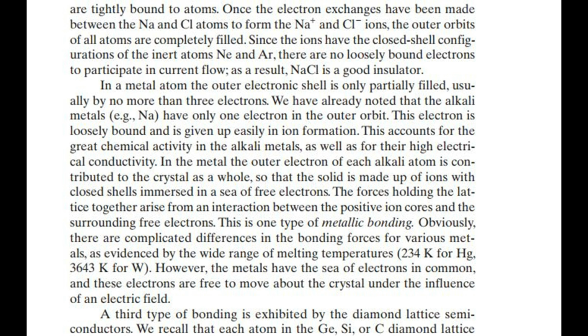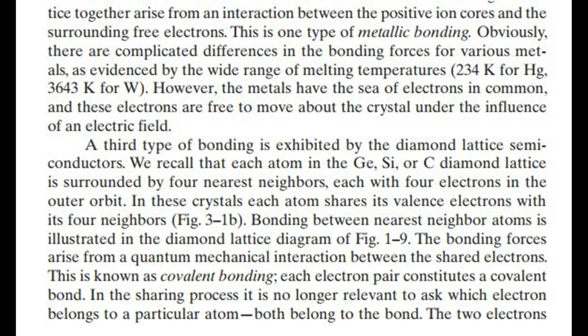A third type of bonding is exhibited by the diamond lattice semiconductors. We recall that each atom in the germanium, silicon, or carbon diamond lattice is surrounded by 4 nearest neighbors, each with 4 electrons in the outer orbit. In these crystals, each atom shares its valence electrons with its 4 neighbors, Fig 3.1b. Bonding between nearest neighbor atoms is illustrated in the diamond lattice diagram of Fig 1.9.